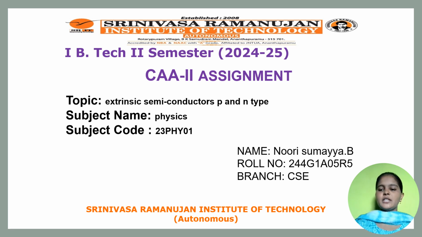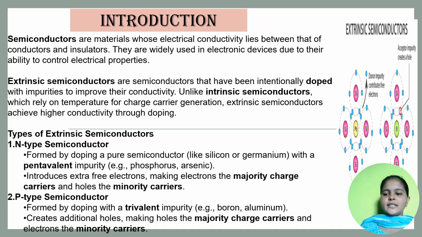Today my topic for the presentation is extrinsic semiconductors, P and N type. In this slide, let us know about a brief introduction of semiconductors. Semiconductors are the materials whose conductivity lies between conductors and insulators, or semiconductors are the materials which allow current partially to pass through them. They are widely used in electronic devices due to their ability to control electrical properties.